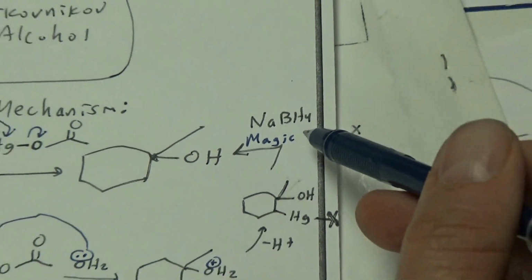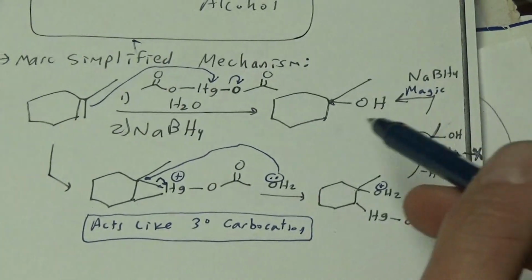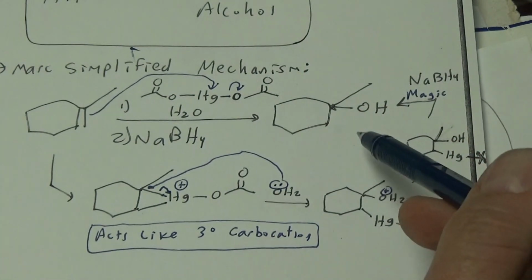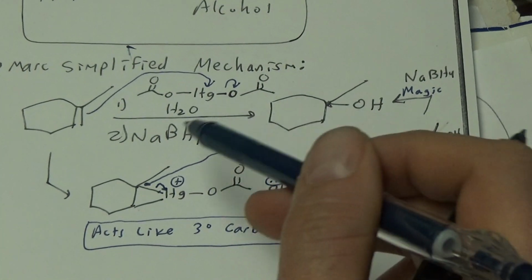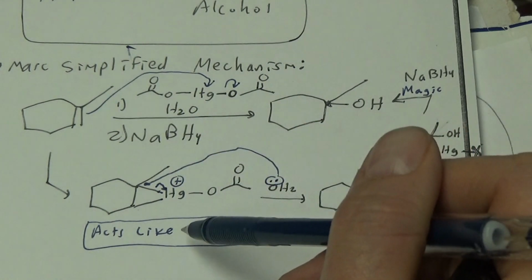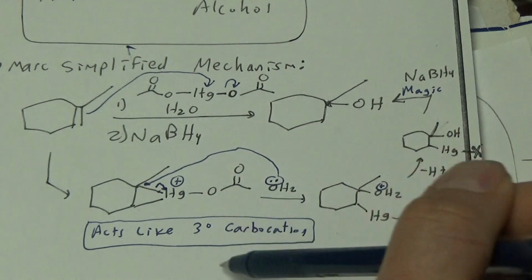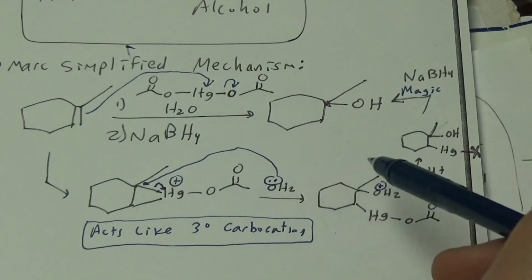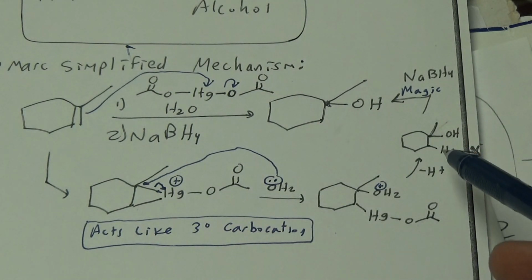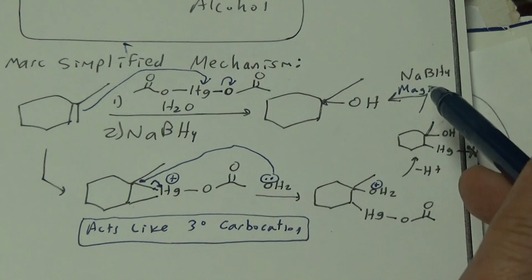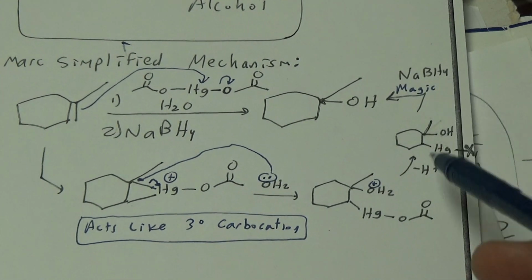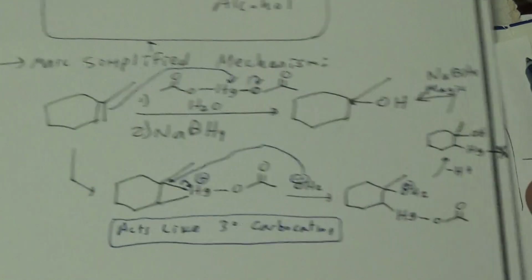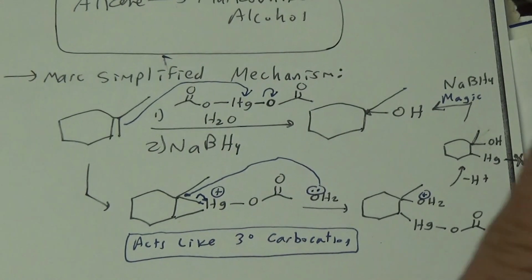What's most important about this mechanism is how we get Markovnikov. And why do we get Markovnikov? Because the mercuronium acts like a tertiary carbocation, and the water attacks the more substituted side, and then you lose the proton. Demercuration is actually not that exciting in terms of this mechanism. All right, so that is oxymercuration, demercuration.